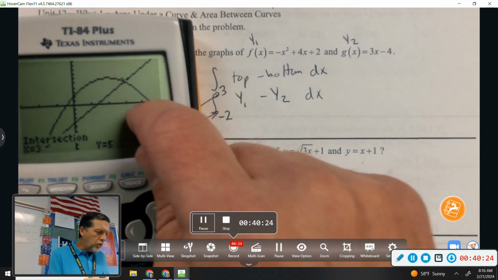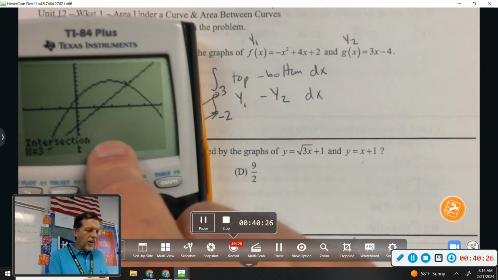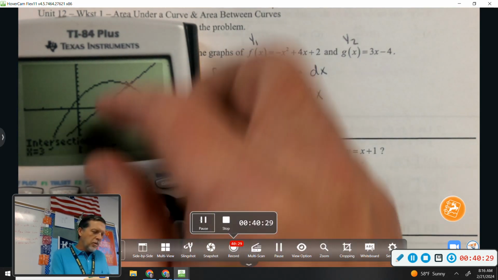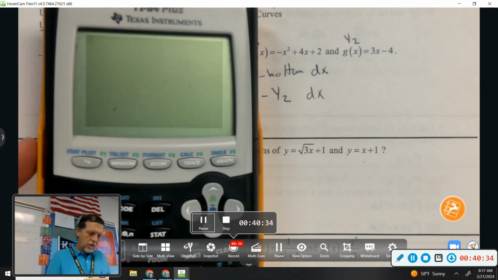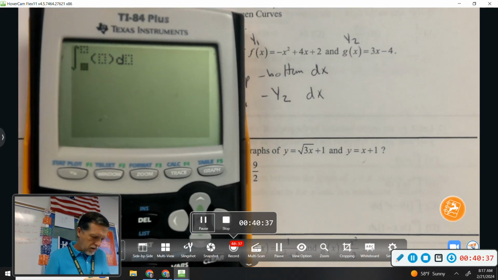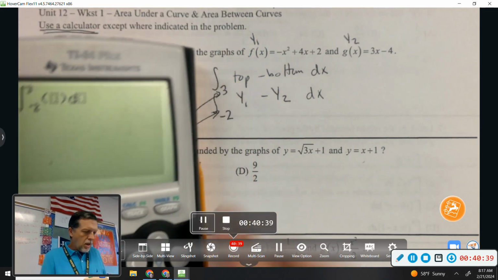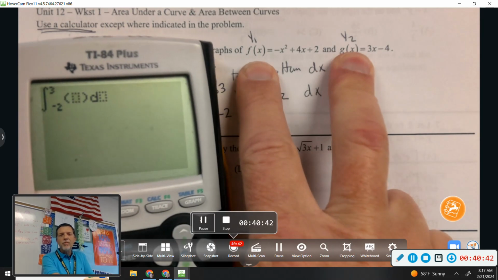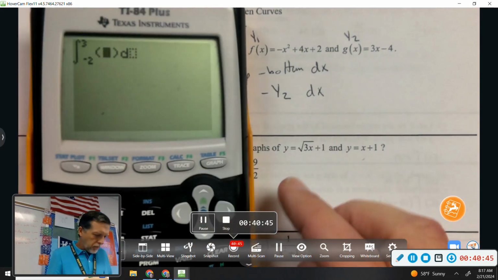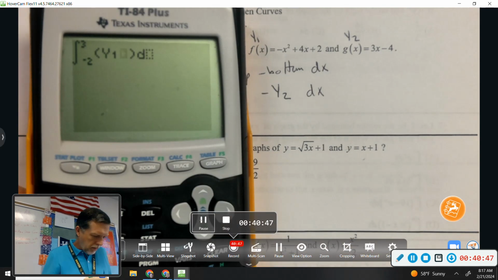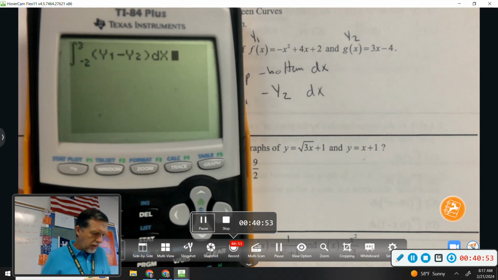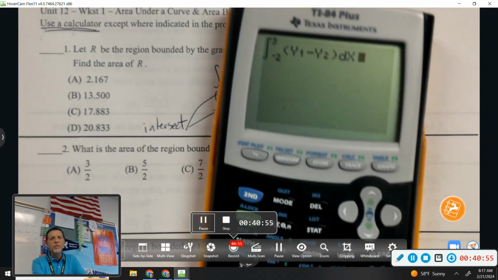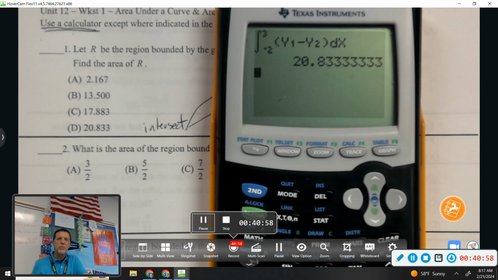There's not a way to do this on the picture. You can find the area underneath one of them on the picture, but you can't find the difference between them on the picture. So you've got to back out to do math 9, -2 to 3. But I don't need to type them in again. I already have them as y1 and y2. y1 minus y2 dx. And it's multiple choice, so hopefully when I press enter, one of those answer choices shows up. And it does. That's good. 20.833.